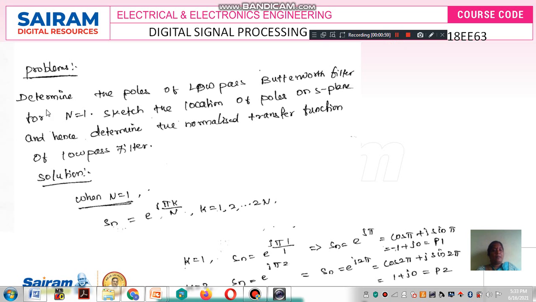The problem is: determine the poles of a low pass Butterworth filter for n equal to 1. Sketch the location of poles on the S plane and hence determine the normalized transfer function of the low pass filter. Here it is given n equal to 1, so the order is an odd number. We need to use the formula Sn equal to e power j pi k divided by n, where k is equal to 1, 2, up to 2n, where n is equal to 1. So k is 1, 2.